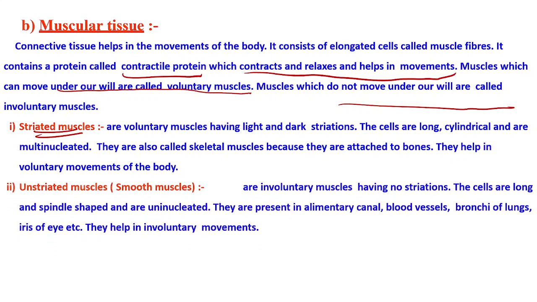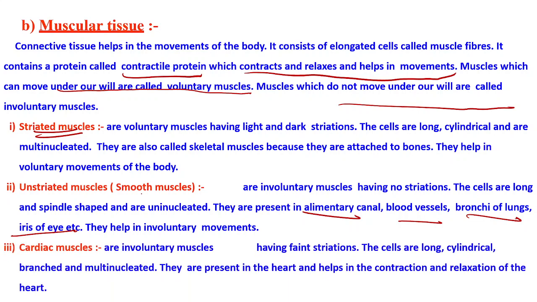Your smooth muscles, they do not have any striations. The cells are long, spindle shaped, and uninucleated. Only one nucleus is present. They are present in your alimentary canal, blood vessels, bronchi of lungs, and iris of the eye. They are involuntary muscles. They help in the involuntary movements.